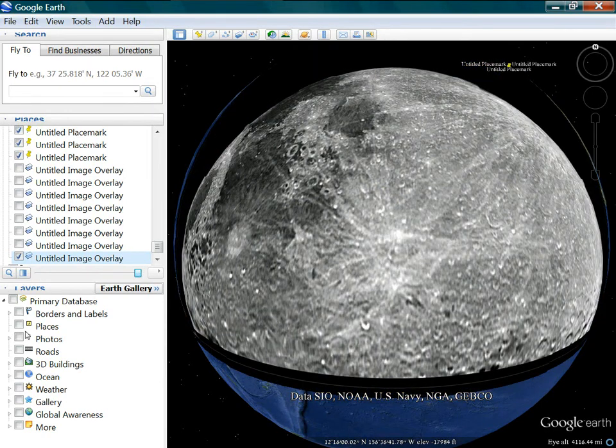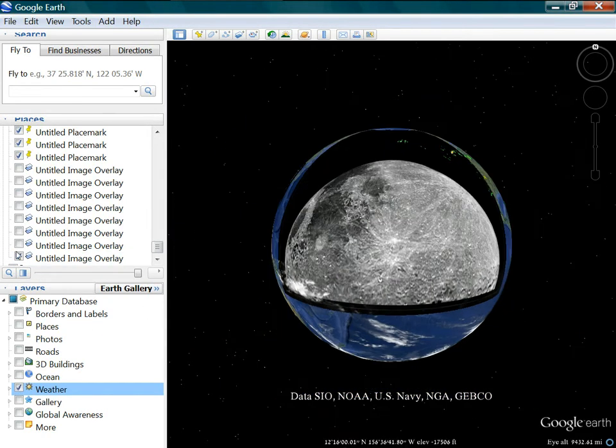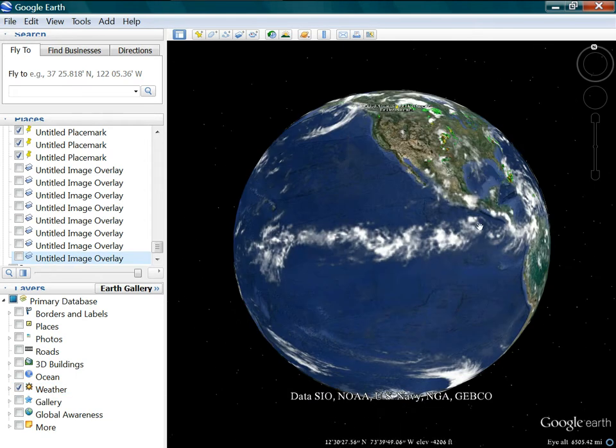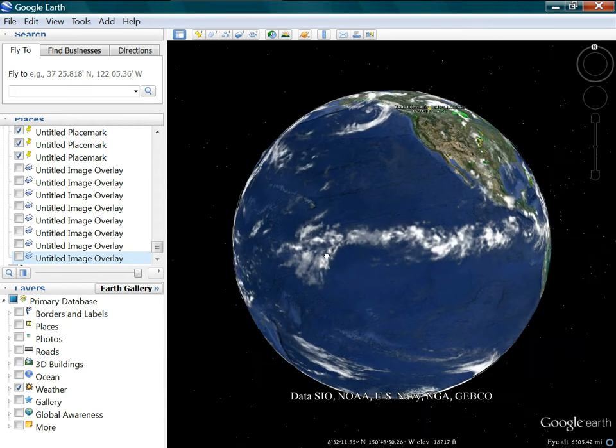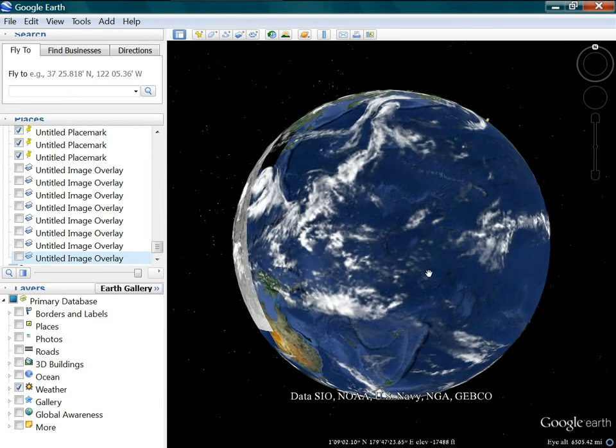Let's see if we can recognize any other weather patterns. I noticed that when I was looking at this, I was following the line that comes across. I like this line, it's kind of cool. It almost goes all the way around the Earth sometimes.